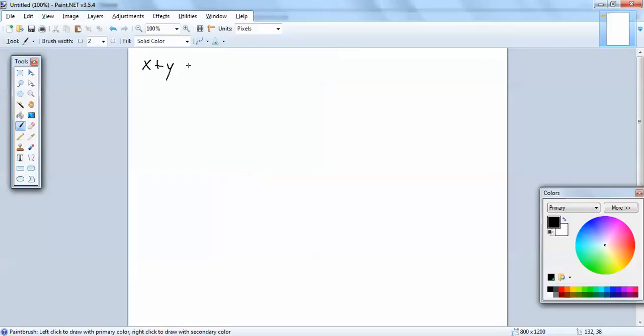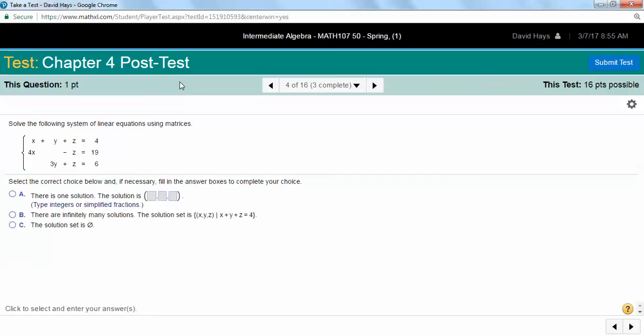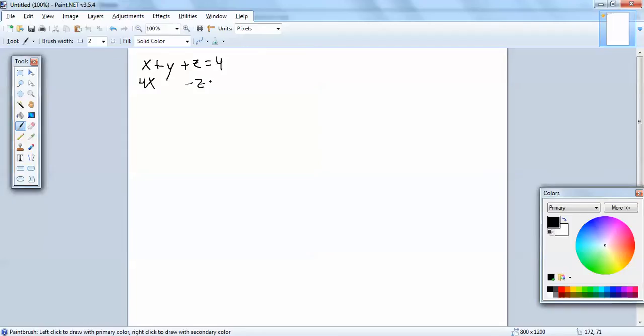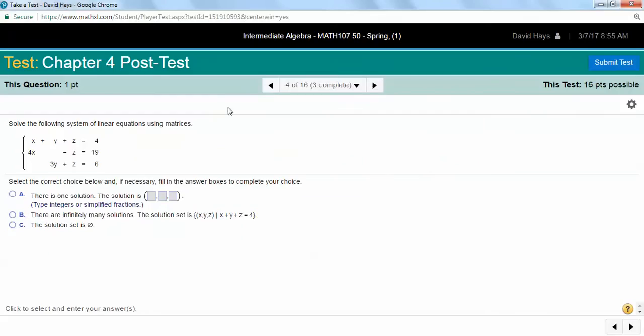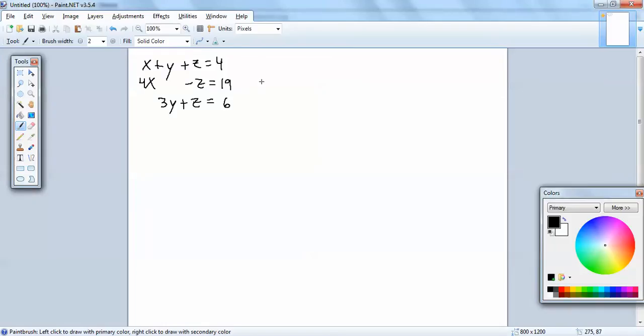x plus y plus z is equal to 4. And I got 4x minus z is equal to 19. And 3y plus z is equal to 6. Now we have our three equations here.